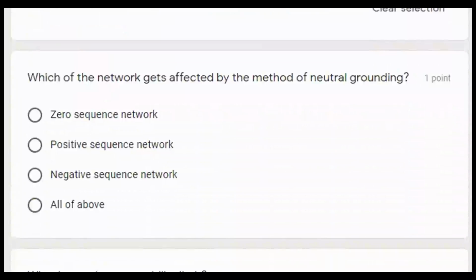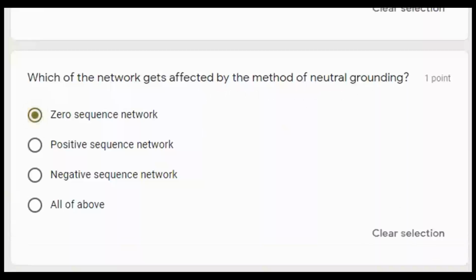Then question number 24. Which network gets affected by the method of neutral grounding? Depending upon the neutral grounding, the reactance diagram varies only in the case of the zero sequence network. So the remaining two networks are not affected by grounding. So the first one is the correct option, zero sequence network.